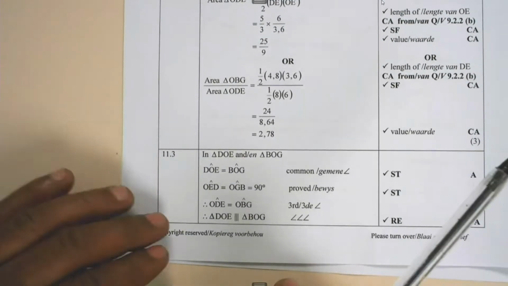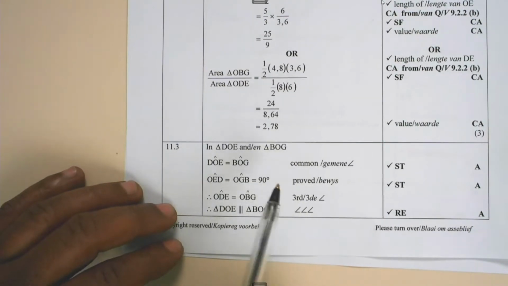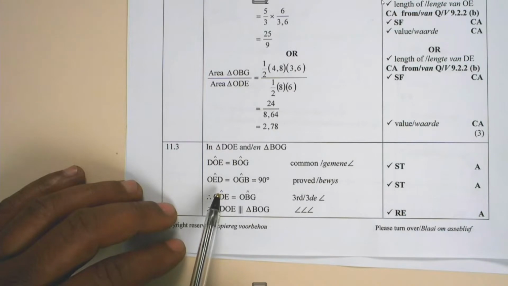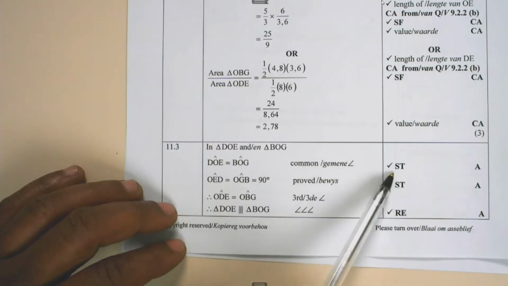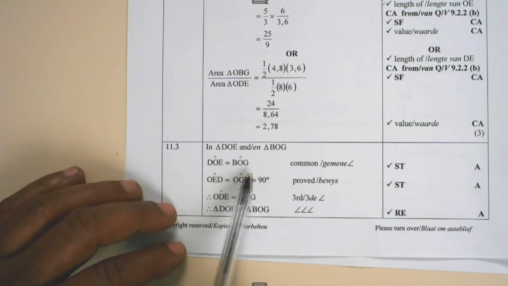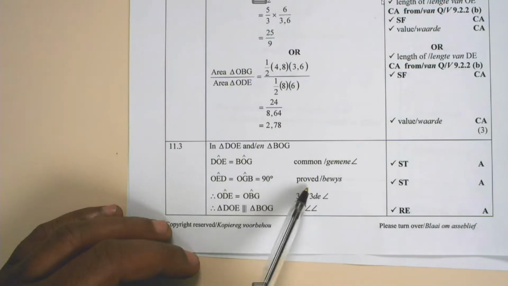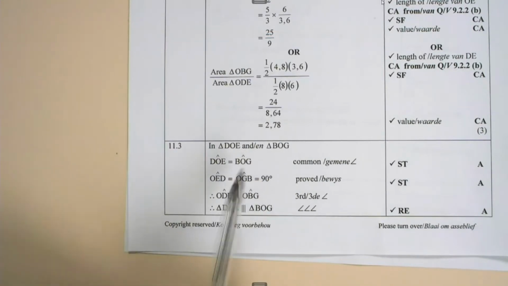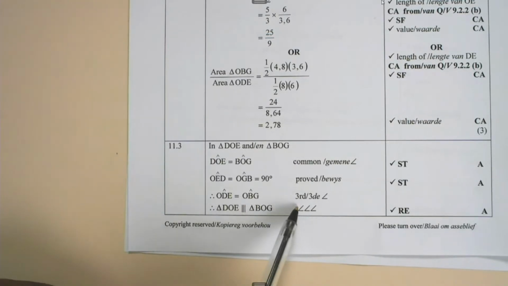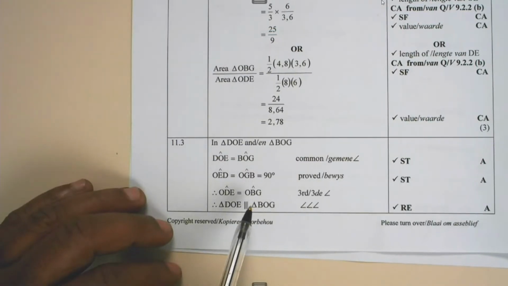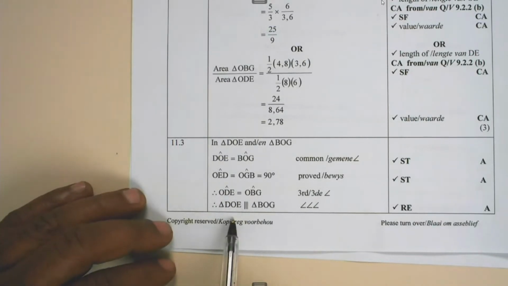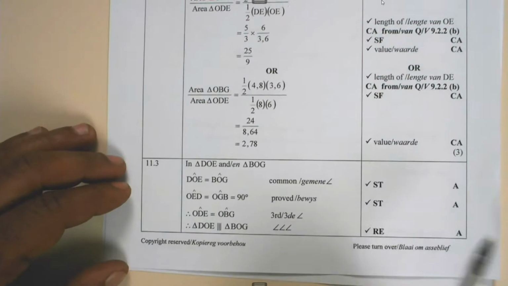11.3.3, learners were to prove that these two triangles are similar. So a mark for statement: DOE is equal to BOE, common angle. And then OED is equal to OGB. It has been proved to be 90 degrees. And then ODE is equal to OBG. That will be the third angle. Therefore, under these conditions, we can now conclude that triangle DOE is similar to triangle BOG.